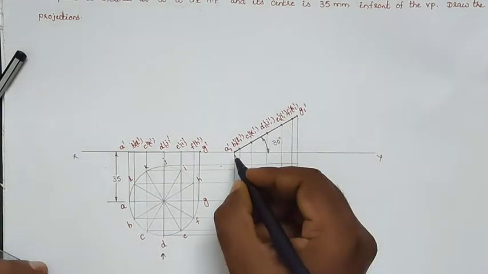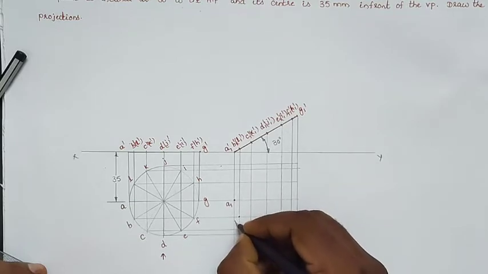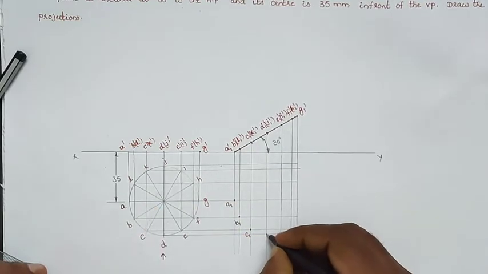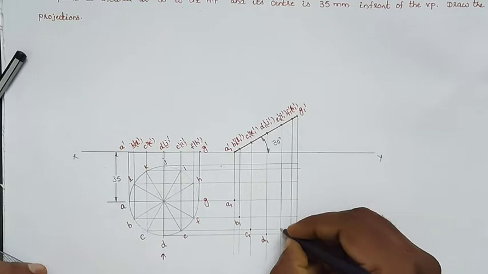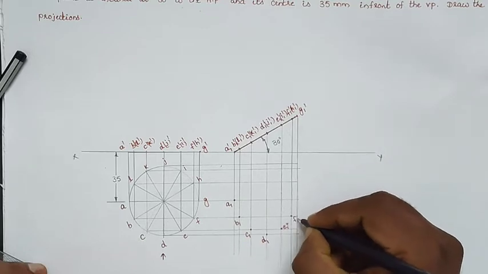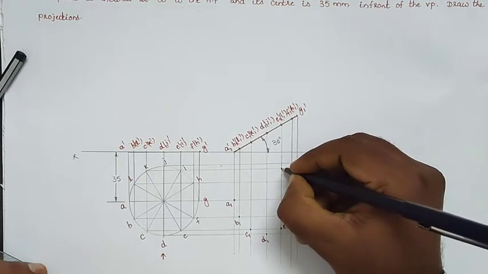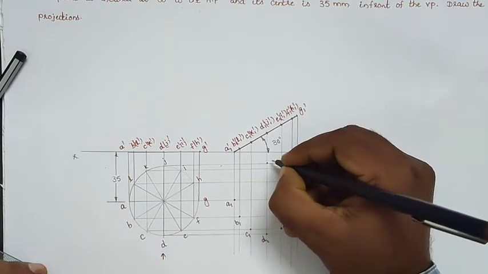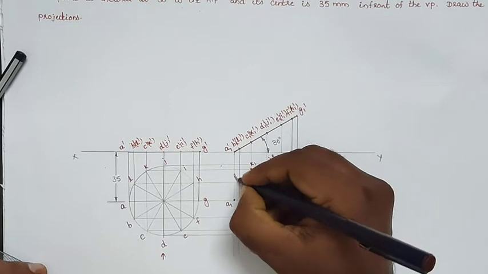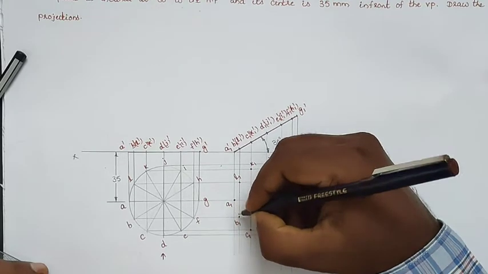Now locate the corresponding intersecting points: A vertical line and A horizontal line. Here we will get A1, here B1, here C1, C vertical line and C horizontal line, D vertical line and D horizontal line, D1, here we will get E1, here F1, here G1, here H1, here I1, here J1, here K1, and here L1 points, joining all the points freehand.